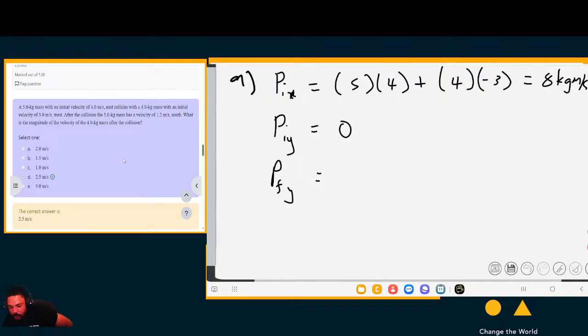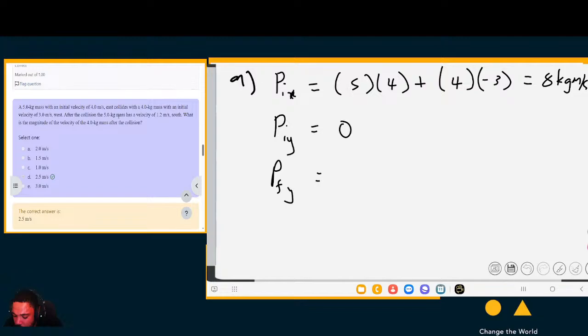Let me just look at this. Okay, so we have one block after the collision. The 5 kilogram mass has a velocity of 1.2 meters south. What is the magnitude of the velocity of the 4 kilogram block after? So first let's look at the momentum in the y direction after the collision.